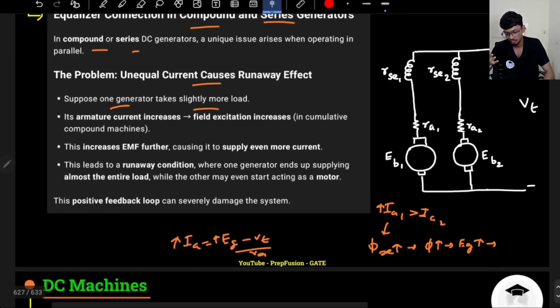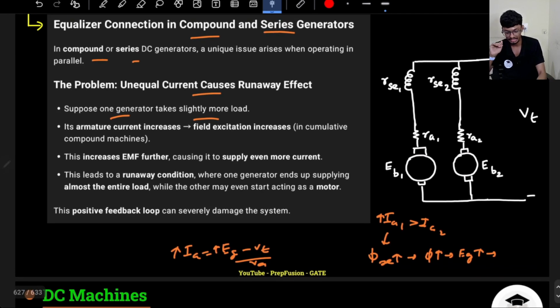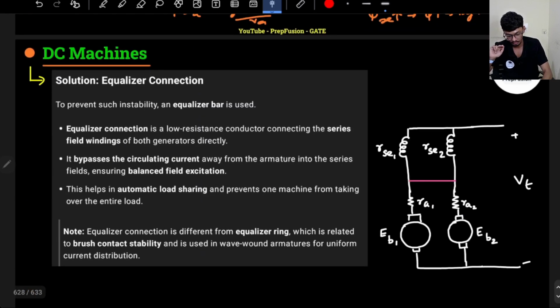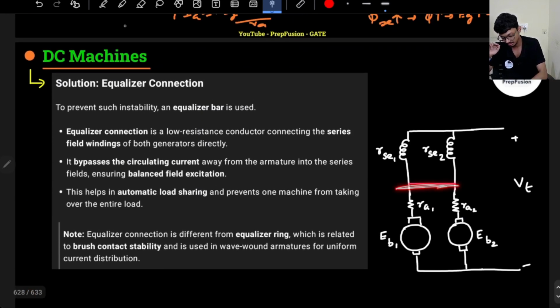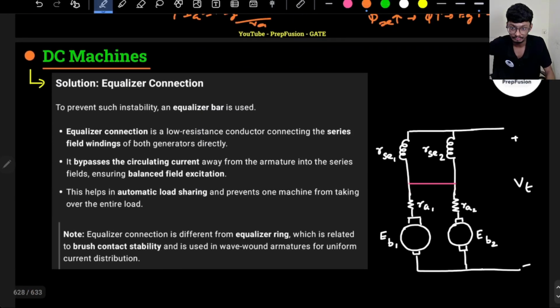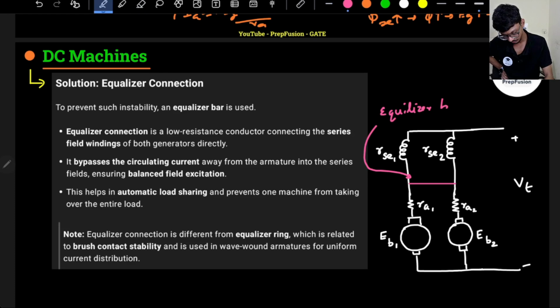So what can we do to not damage it? We can isolate the series windings. We can connect these equalizer rings. This we have discussed previously as well. How can I make the voltages the same? So we use an equalizer. These are known as equalizer bars.